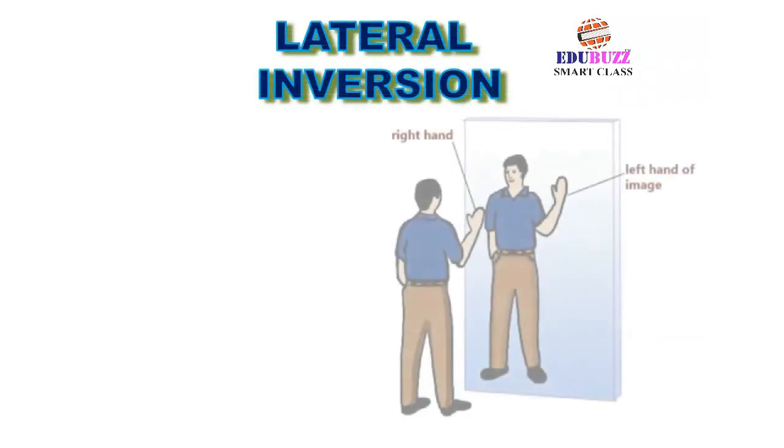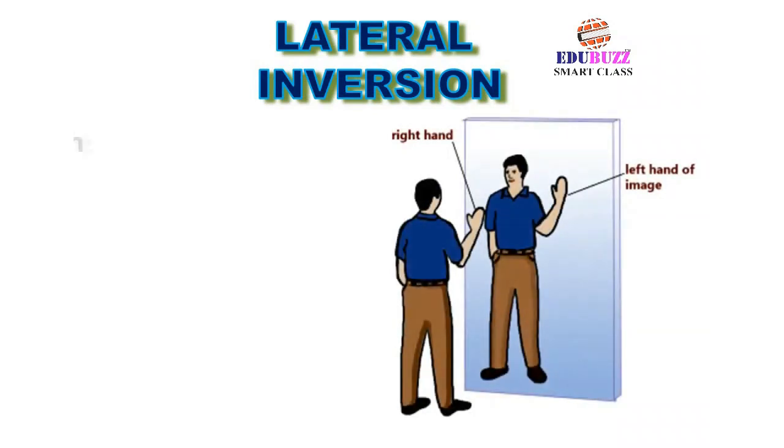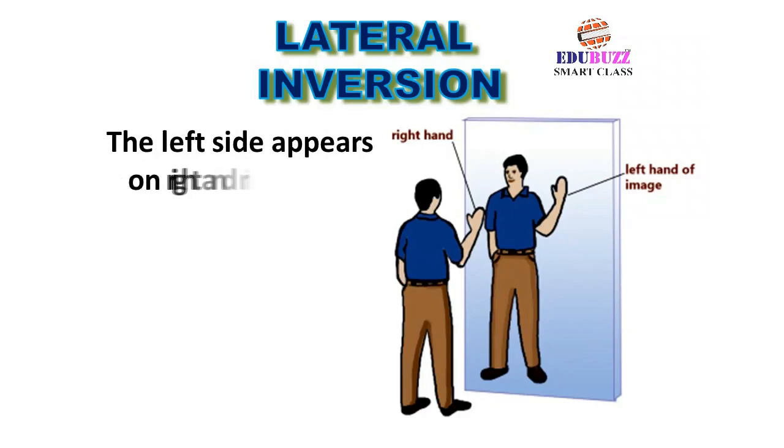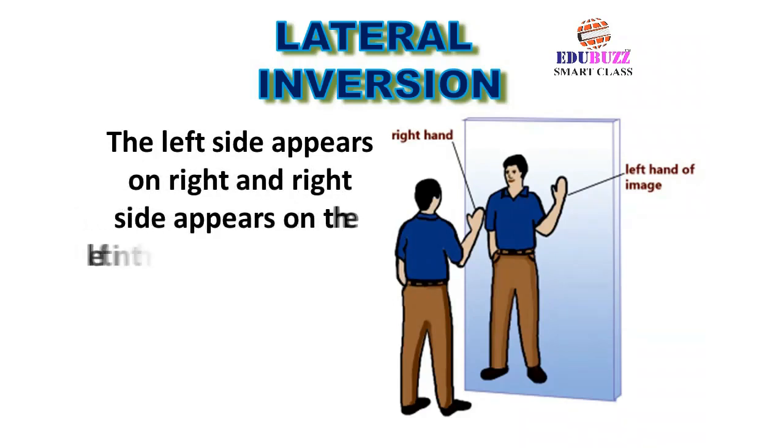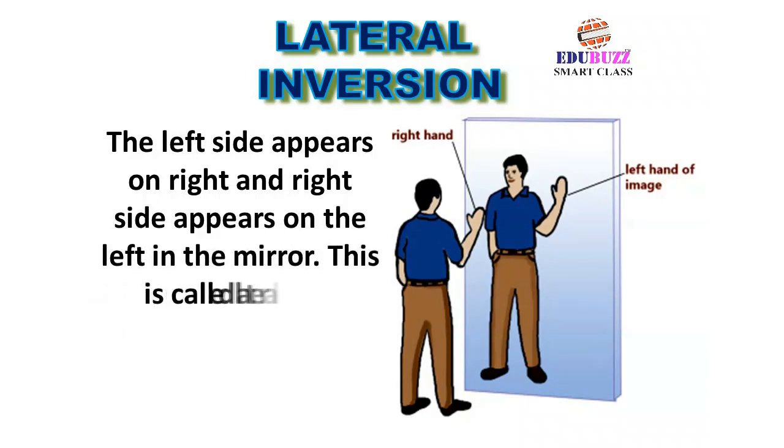Lateral inversion. The left side appears on the right and the right side appears on the left in the mirror. This is called lateral inversion.